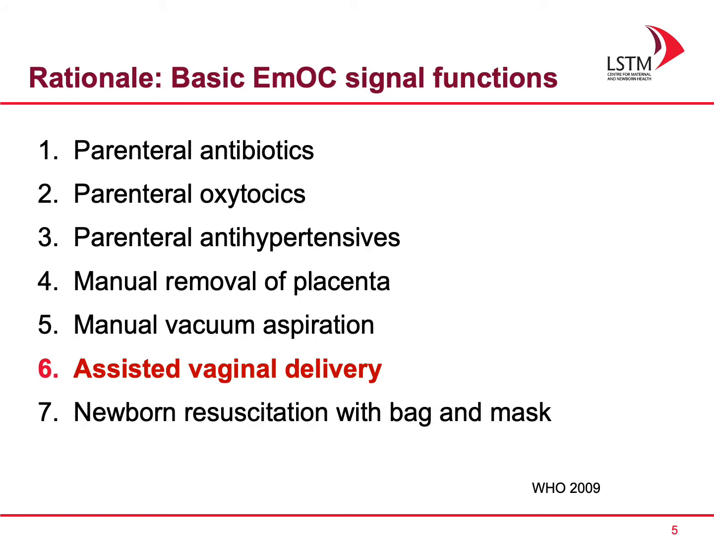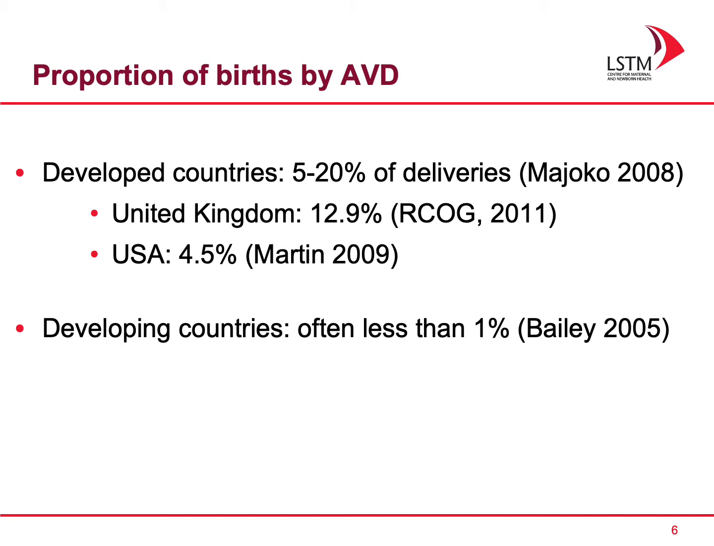So why talk about AVD or assisted vaginal delivery with everybody? Why are we not choosing who to train or teach this and who not to? We find that if you look at the 7 basic functions at the level of a basic essential or emergency obstetric care facility, one of the bare minimums you need to be able to offer is assisted vaginal delivery. So in essence, we all need to be familiar with this. So in developing countries, we don't do so much of AVD, less than 1%. But if you look at developed countries, quite a number of deliveries, 5 to 20% of them, actually via assisted vaginal delivery.